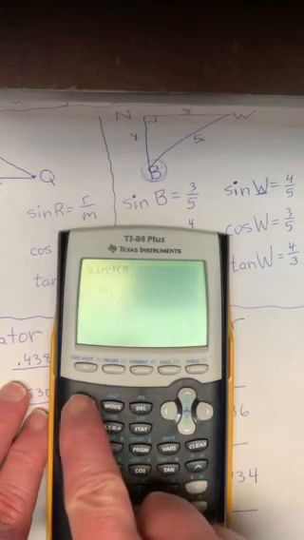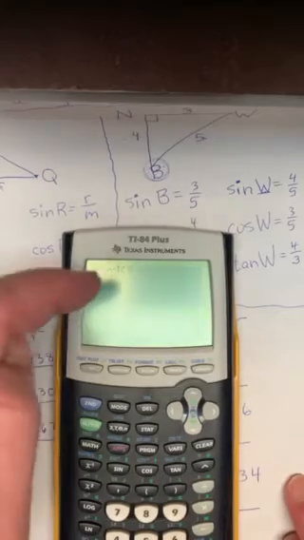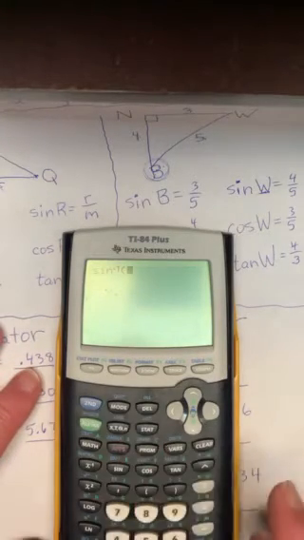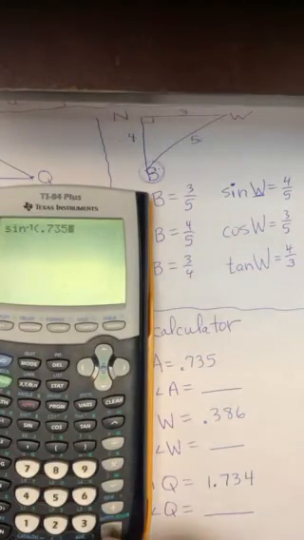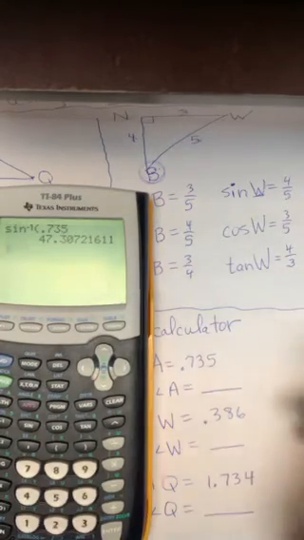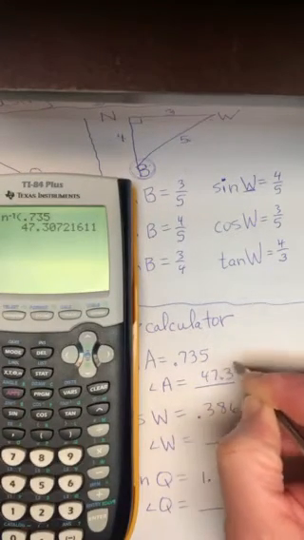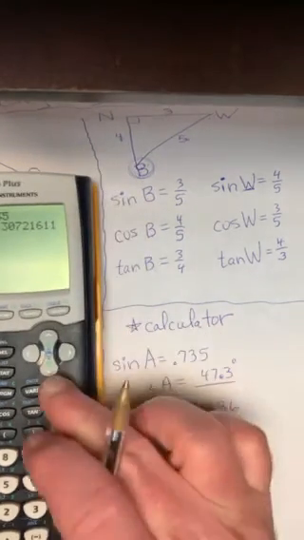Again, I hit second and then sine because I'm looking for a missing angle. That means inverse sine. I'm working backwards. I don't know how big the angle is. I'm trying to figure out how big the angle is. So second sine, and then what was our number? 0.735, and I get 47.3. Now, since it's a missing angle, to the nearest tenth is fine. So angle A is 47.3 degrees.